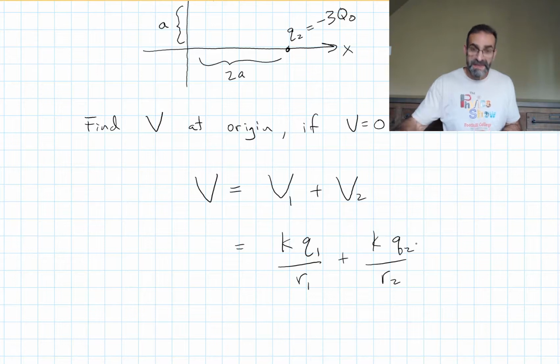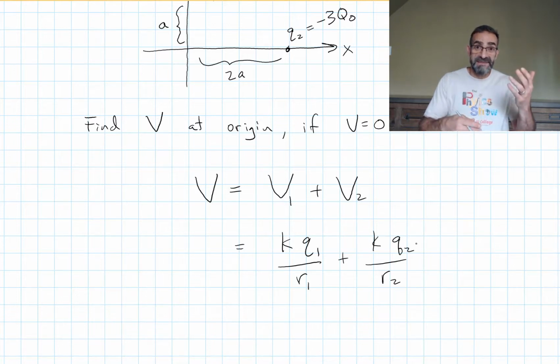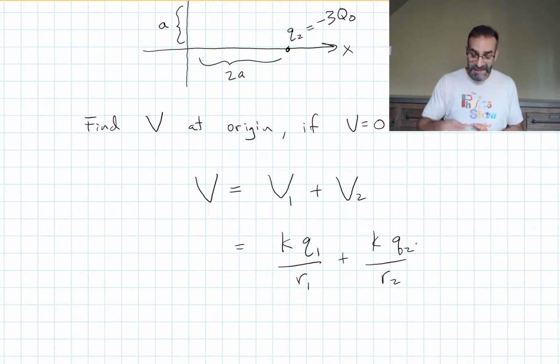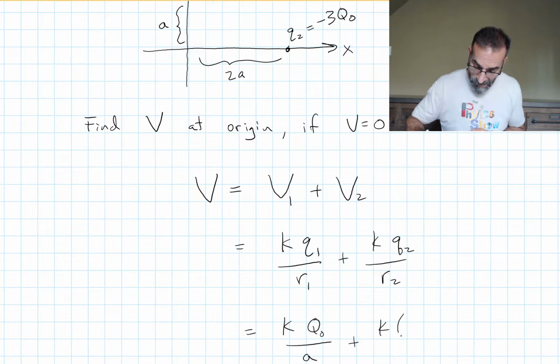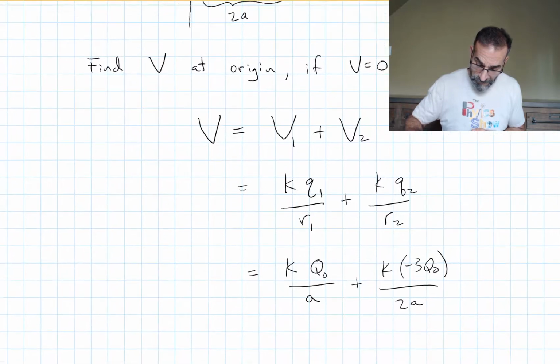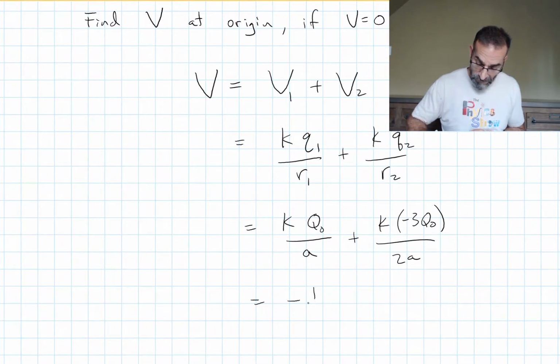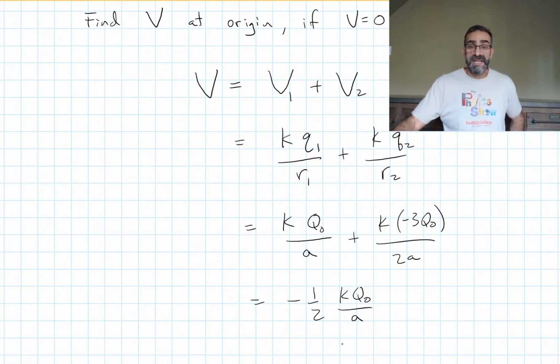For Q1, I have to put in a positive value because it's positive charge. And for Q2, I have to put in a negative value. The electric potential could end up being positive, negative, or even 0 if the numbers cancel out. Let's see what we get in this case. In this case, the potential at the origin is negative. Let's think about what that means for a second.